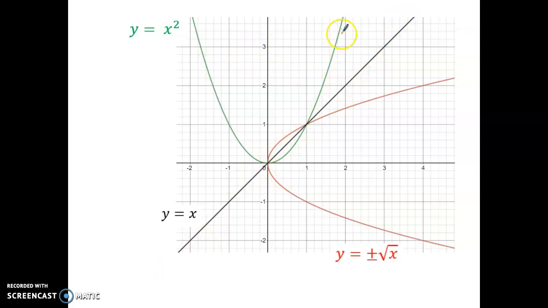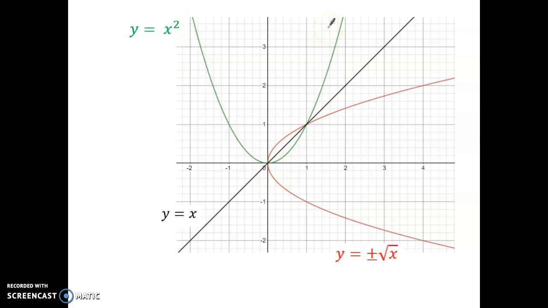So if I were to take the mirror image of this part, you see I would get this piece. They cross on the mirror. This green part mirrors to this red part, and this green part over here mirrors to this red part. So hopefully that'll help you remember the shape, that it is a mirror image of y equals x squared.